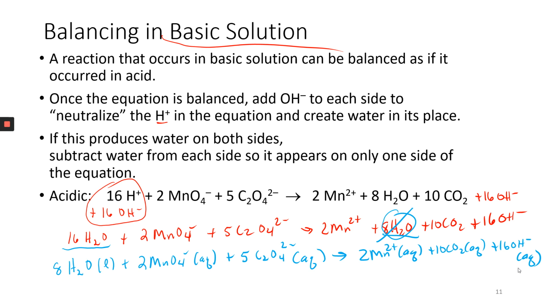So you do the same thing as for acidic, except at the end you add that many OH minuses, which then makes this water. Then you need to look. I had 16 on the left and 8 on the right, so I subtracted 8 from both sides. So I got rid of this, and I ended up with 8 waters. So here is your answer.